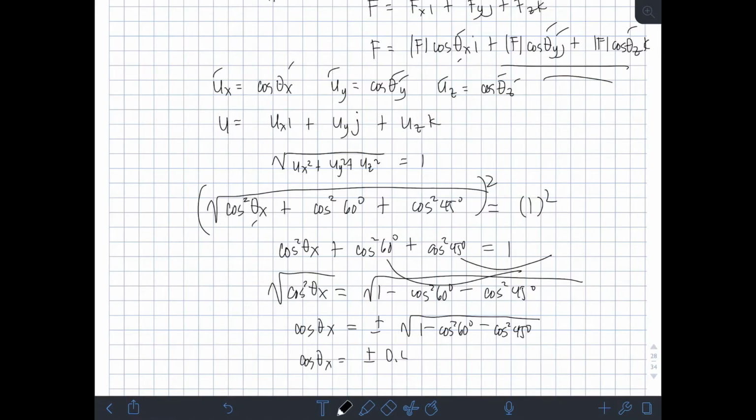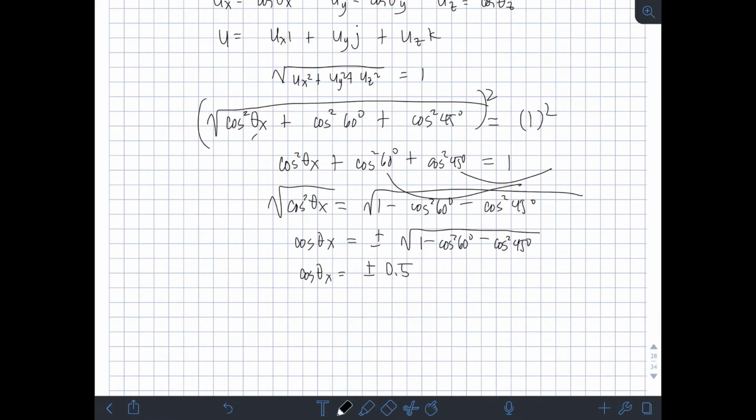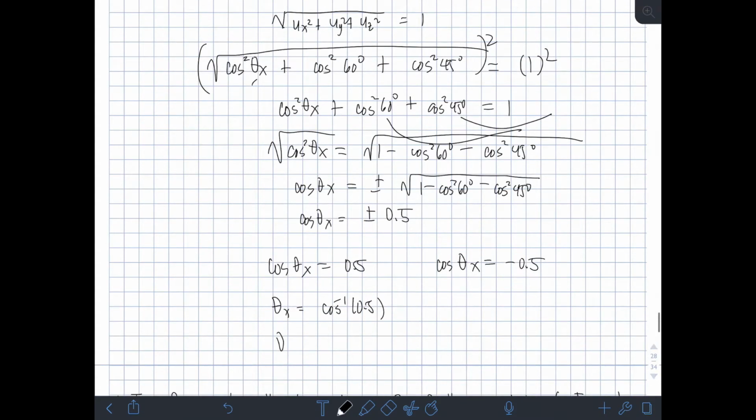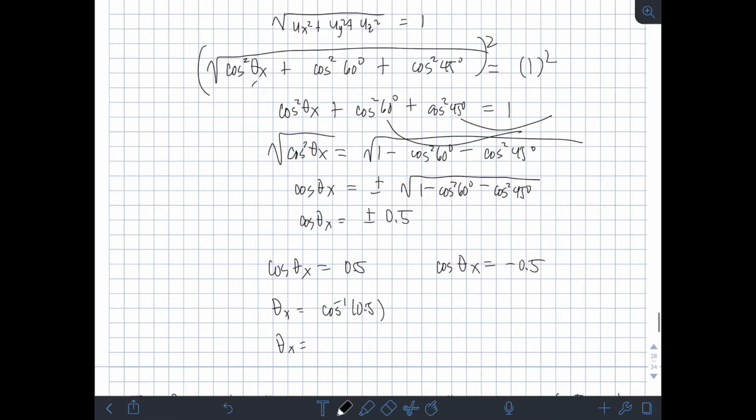Plus minus 0.5, right? So, meron tayong dalawang value. Pwede yung cosine theta x natin is positive 0.5 as well as negative 0.5. So, kapag inarc cosine natin, dito muna sa 0.5, ano yung theta natin kapag positive 0.5? 60 degree, right? And then, kapag negative 0.5 naman yung cosine natin, ang theta x natin is arc cosine ng negative 0.5. So, using calculator, we have theta x is equal to 120 degree.